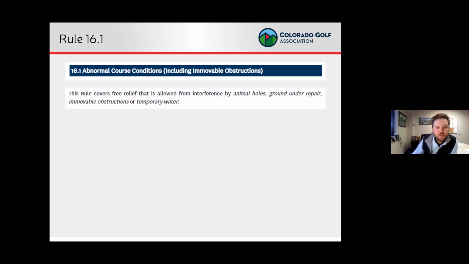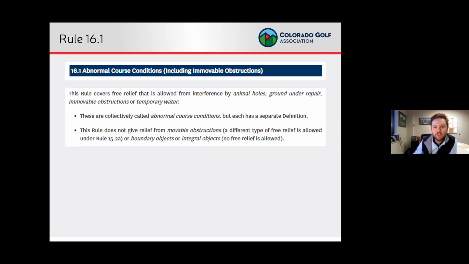It starts off by saying this rule covers free relief, so free, not penalized, that is allowed from interference by what we just covered: animal holes, ground under repair, immovable obstructions, and temporary water. Again, those are all italicized, and we just saw all those definitions, so we've covered those. These are collectively called abnormal course conditions, but each has a separate definition, which we covered.